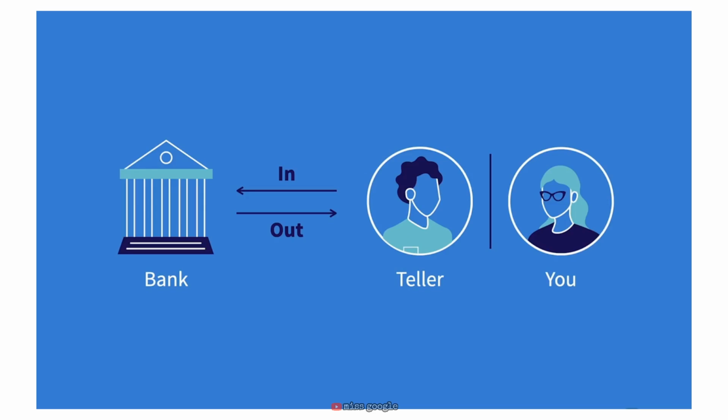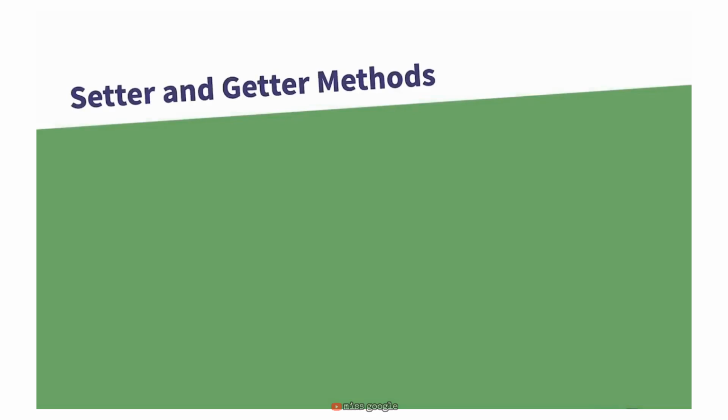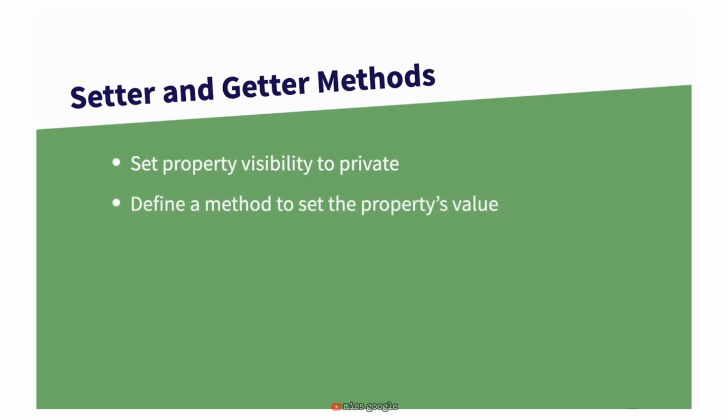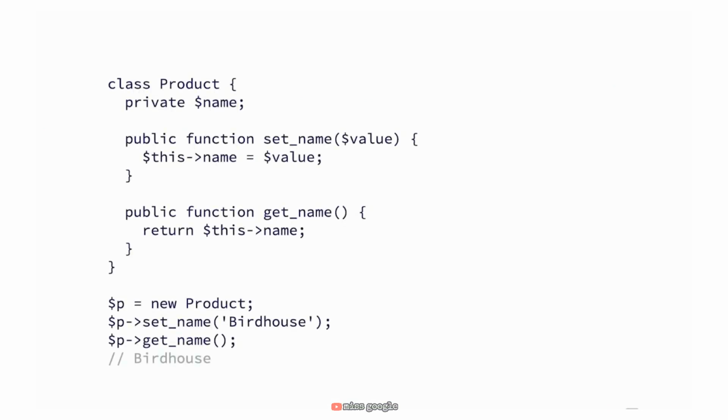That's how setter and getter methods work. The idea is that you would set the property visibility to be private, so it's not accessible directly, right? That would be like our bank account. We can't access it directly, it's private. But then we can define a method which does have access to that private property, and it can set the property's value for us. And we can define another method that will get the property's value back out. See those words, set and get? That's where we get the names, setter and getter methods. It's a very common design pattern.